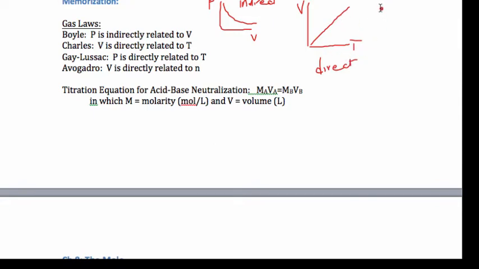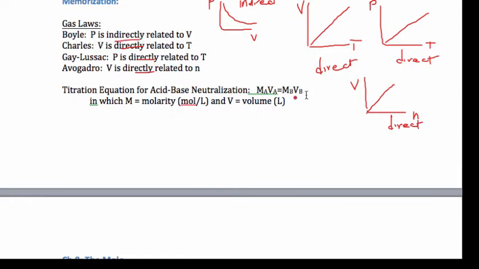Gay-Lussac is similar to Charles in that if I increase the temperature, the pressure inside a closed vessel will increase. That's a direct relationship. And then Avogadro says that if I pump more gas molecules into a balloon, for instance, say you have a bike pump and you're pumping into a balloon, the volume goes up. That's a direct relationship also. So keep straight which gas law is which and which is direct and which is indirect. Okay, Boyle's is the indirect one between pressure and volume.